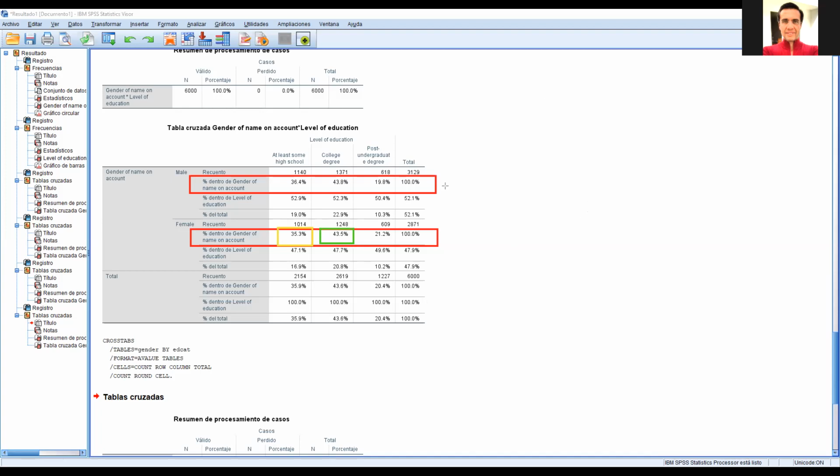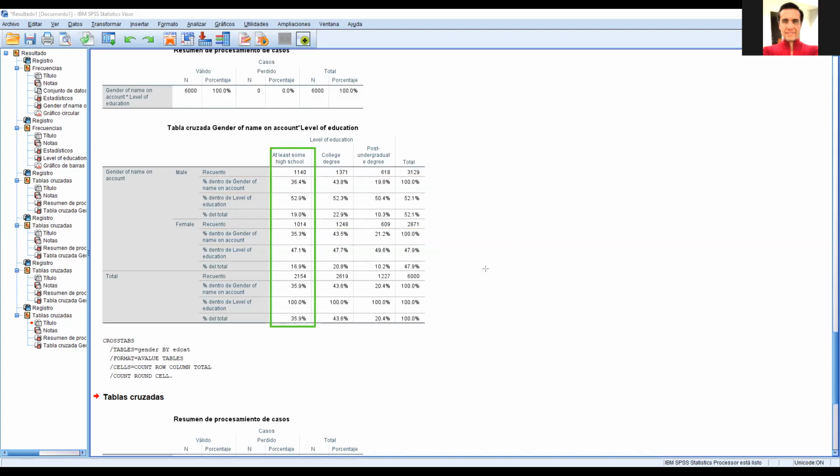Now let's read the columns. We are going to be reading each one of these. It's very important that you understand where they are. I'm going to start with 52.9. 52.9% of the people that have at least some high school degree are male. Again, 52.9% of people who have at least some high school degree are male.